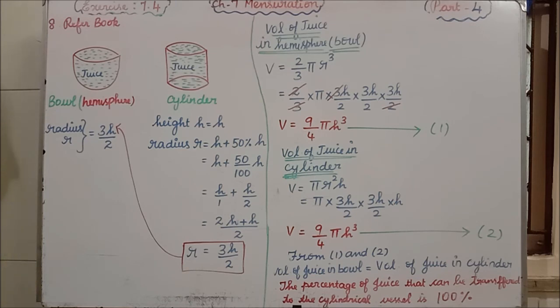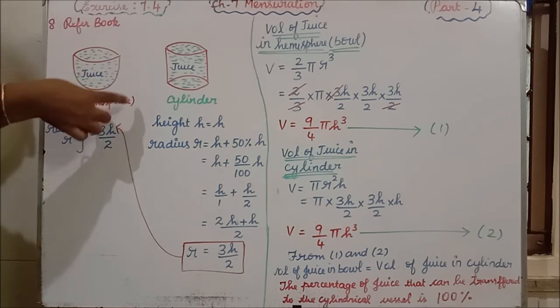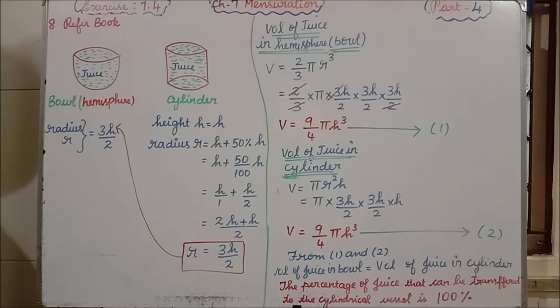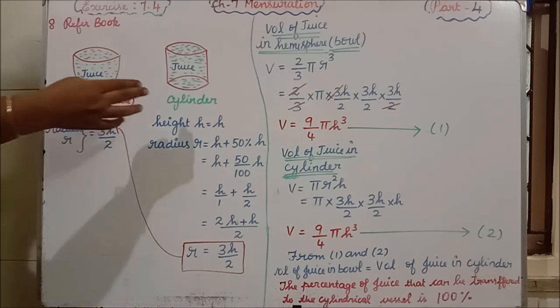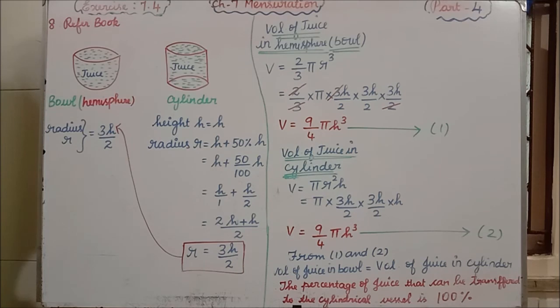Here we are talking about the bowl, a bowl in the shape of a hemisphere, which we are transferring into the cylinder. First we will see the given values for the cylinder. Clear? Now we will go for the solution. Height h is equal to height only, because we have not been given the height.